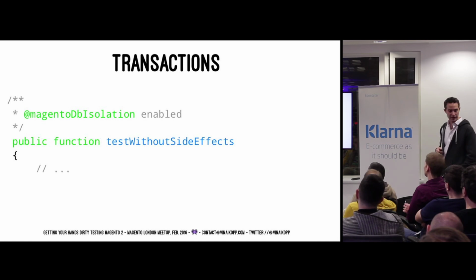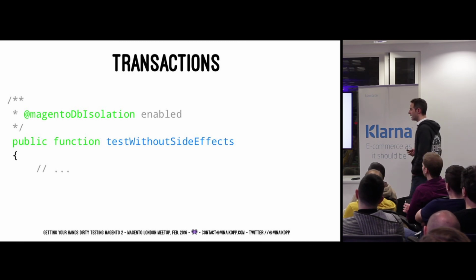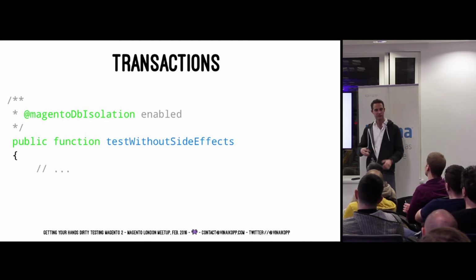This is how it works. To enable transactions, I simply have to specify Magento DB isolation enabled. And now it will open a transaction, run the test, and roll back the transaction after the test. So we're good. Normally, every time I have some kind of database involvement in my tests, I just enable the test isolations. Good idea.